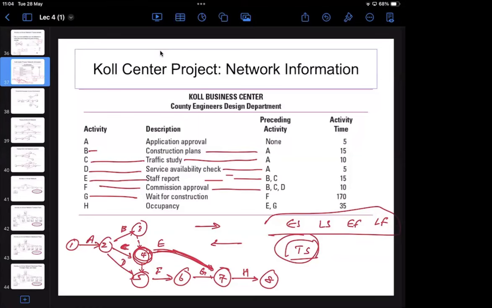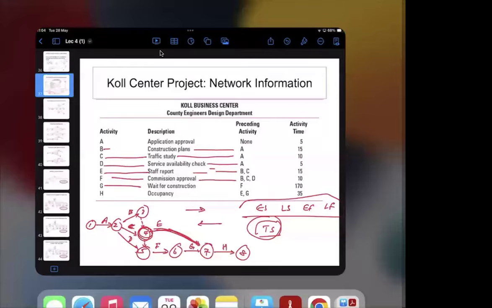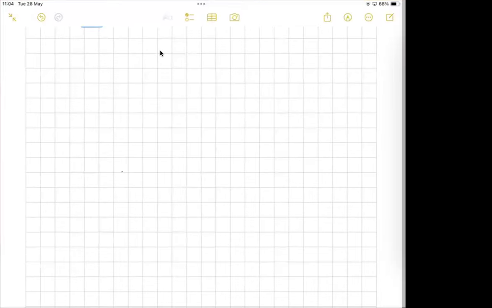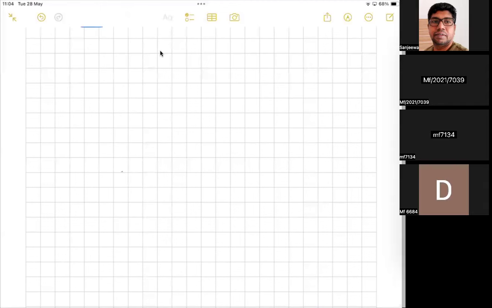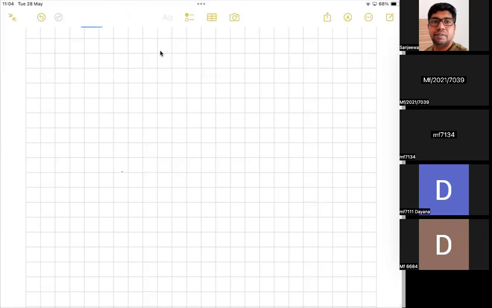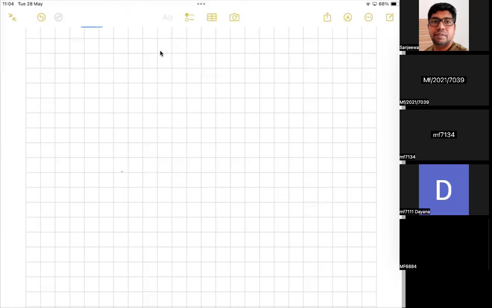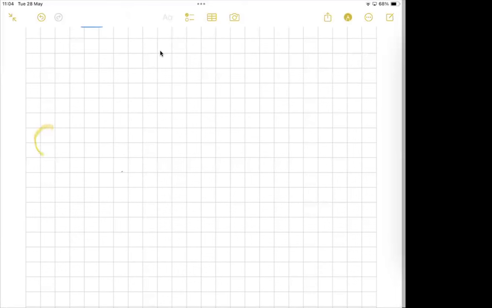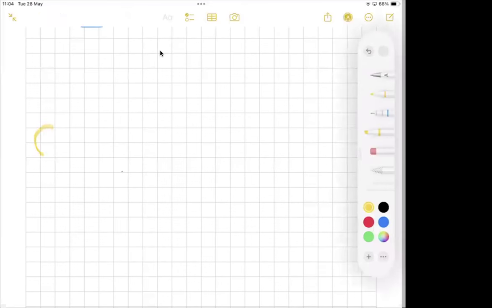Yesterday we stopped here. Today we will do the forward pass calculations and backward pass calculations for this project network. If you remember the activities and predecessors, right? The activity A predecessor is none, right? And no predecessors for activity A.